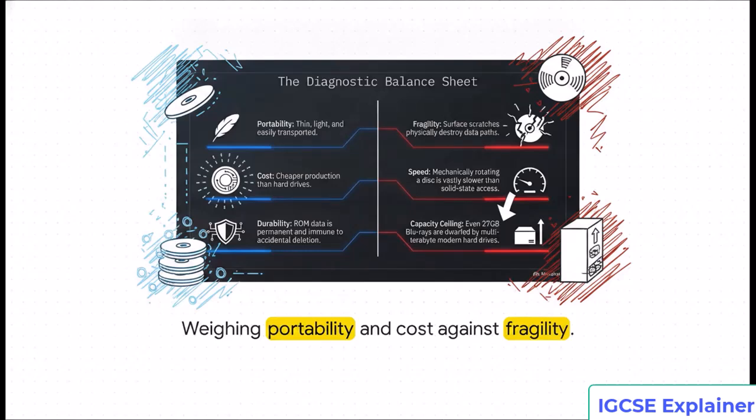But those pros were ultimately weighed down by some severe physical limitations. Their physical fragility was a major problem. A simple surface scratch could literally destroy the data path. Additionally, mechanically rotating a disk just to find information is vastly slower than modern solid-state access. And finally, even a 27 gigabyte capacity ceiling is easily dwarfed by the multi-terabyte hard drives we use today.